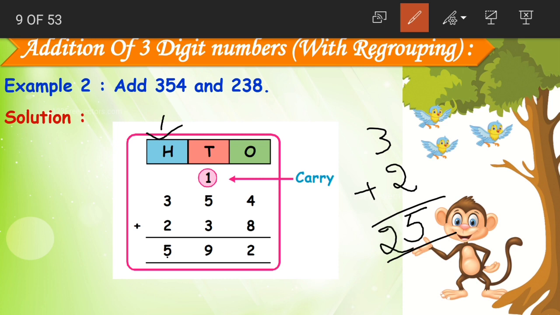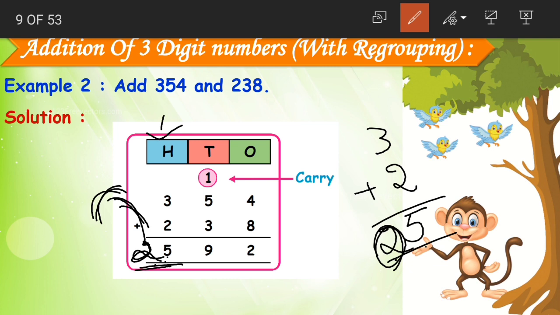Now what if we had the number 25 here? What will we do? There is no other place value here to carry the digit 2. Right children? There is no place value to carry the digit 2. So we'll write 2 also along with 5 here.